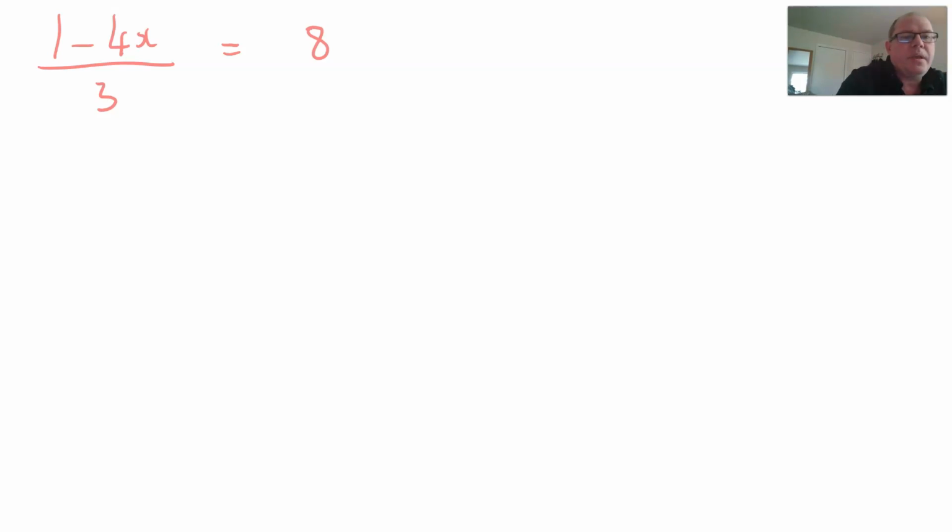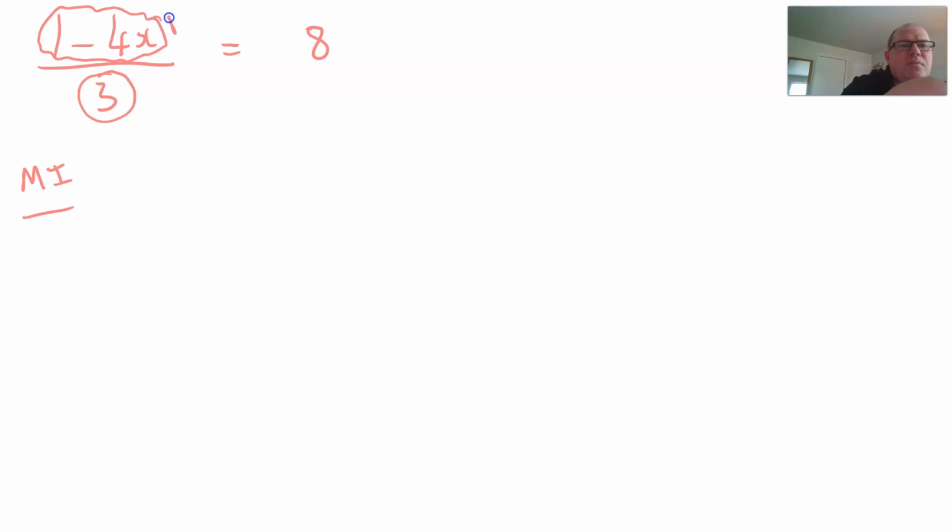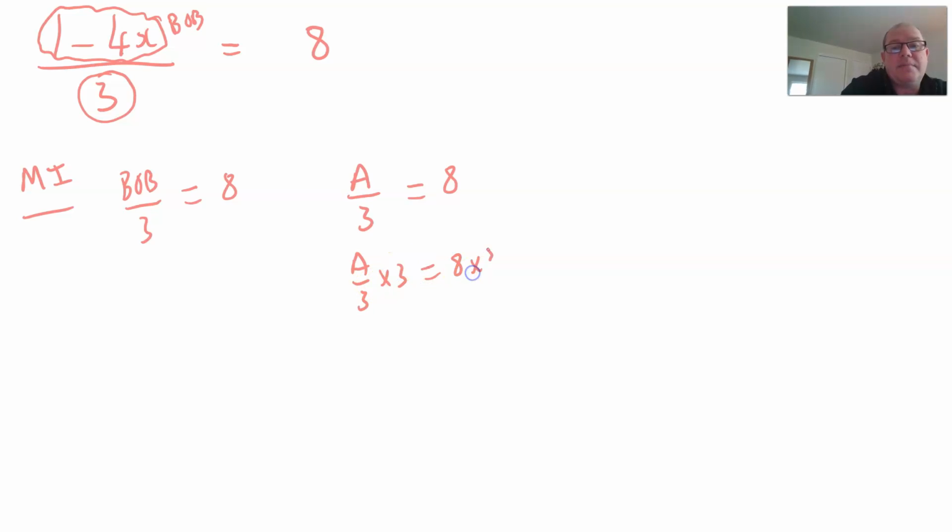So here's method one. I don't like the fact that it's a fraction, so I'm going to get rid of the denominator on the left hand side, or divide by 3. Now I think of the 1 minus 4x just as Bob. So if I gave this a name, say I called that Bob, what I've really got is Bob over 3 equals 8. Or if you don't like Bob, you can think of it as a letter A. A over 3 equals 8. And of course, when you're solving A over 3 equals 8, you can multiply both sides by 3. If I do that, you get A over 3 times 3 equals 8 times 3. The 3's cancel because 3 divided by 3 is 1, and you are left with A equals 24.